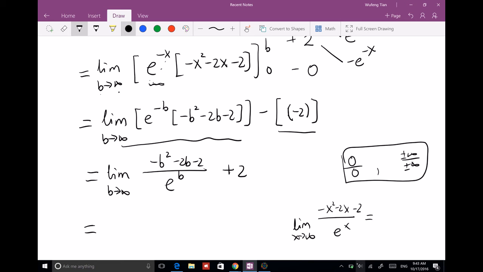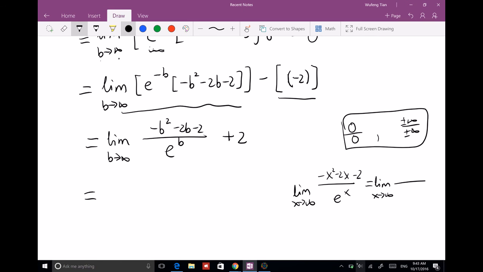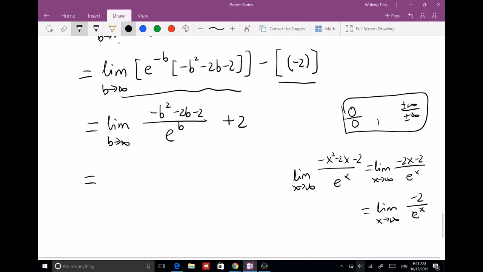So if you use L'Hopital's rule, the top will give you negative 2x minus 2 over e to x again. It's still a negative infinity over infinity form, so use L'Hopital's rule again. As x goes to infinity, this is negative 2 over e to x. So now you can plug it in. The whole answer is 0. That makes sense, right, everyone?